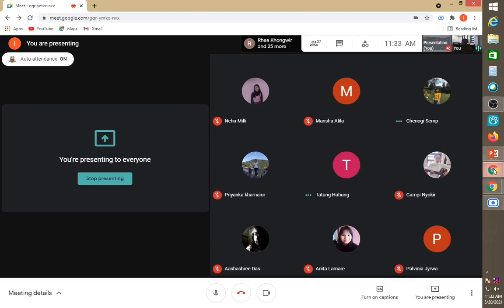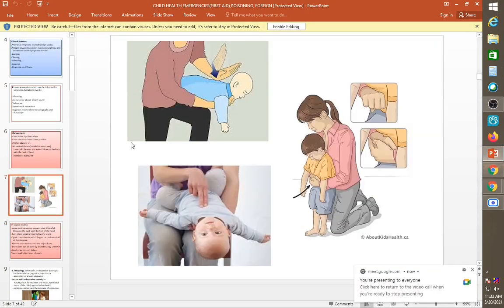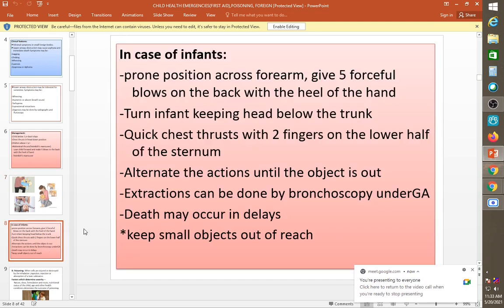If I had a baby here, I could have shown. Sometime later, maybe I can show you, but for now you see this. You see the child is kept in prone position and 5 forceful slaps are given, until the thing is dislodged. Then turn the infant keeping the head below the trunk.